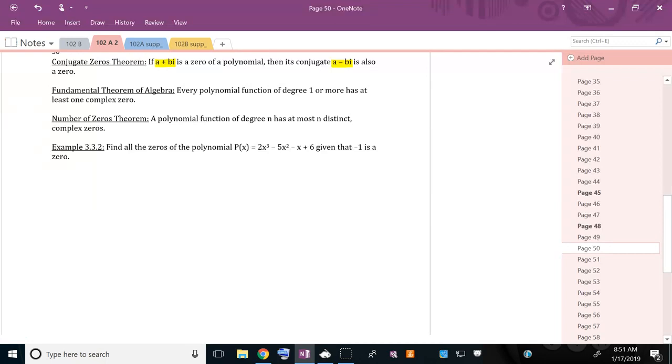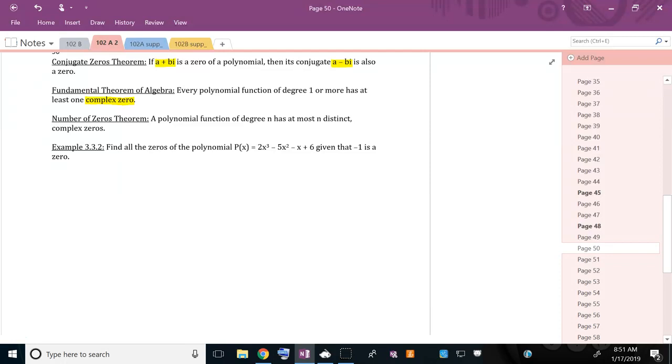Next, we've got the fundamental theorem of algebra. Anything that's called a fundamental theorem is a pretty big deal. This says every polynomial function of degree 1 or more, just about everything, has at least one complex zero. Now, the term complex zero doesn't necessarily mean it's got an i. Complex zero does include the real numbers. So basically this theorem says that every polynomial function of degree 1 or more, which is everything except y equals 0, has at least one zero.